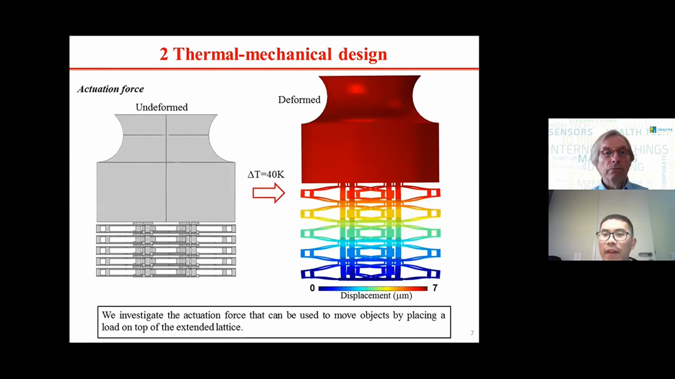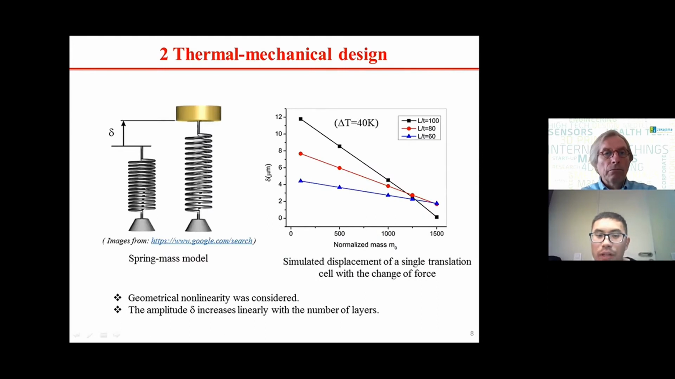Also, we want to investigate the actuation force the unit cell or the lattice can offer to move an object. We place a load here on the extended lattice. Again, if you heat it, it can move the object by a certain displacement. Here we refer to the model of spring and mass. We note that all the loads are normalized to the mass of the structure itself.